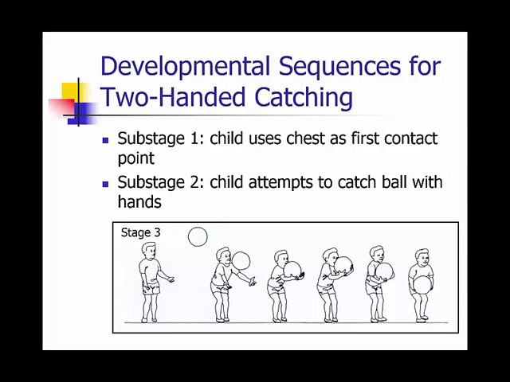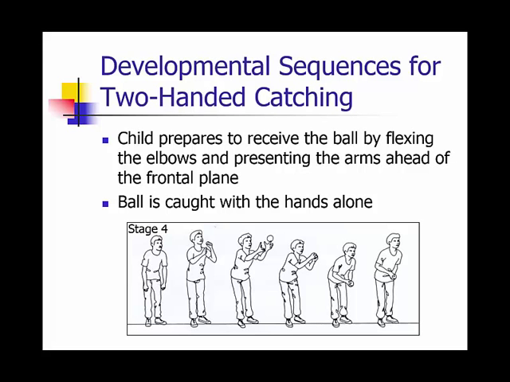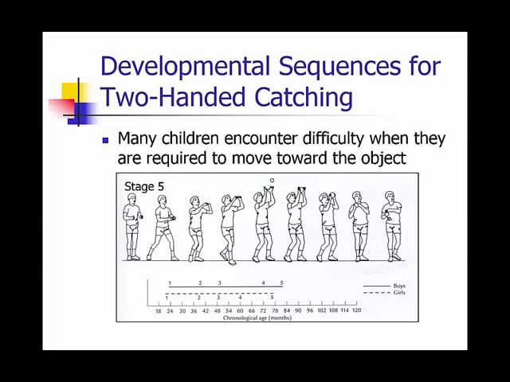Stage 3, researchers have broken down into a couple of stages. In the first, the child is using the chest as a first contact point. In the second, the child attempts to catch the ball with the hands. Moves on to stage 4, where the child prepares to receive the ball by flexing the elbows and presenting the arms ahead of the frontal plane. So they're kind of in that prepared stage, and the ball is caught with the hands alone. So obviously that's a big step from stage 3 to stage 4.